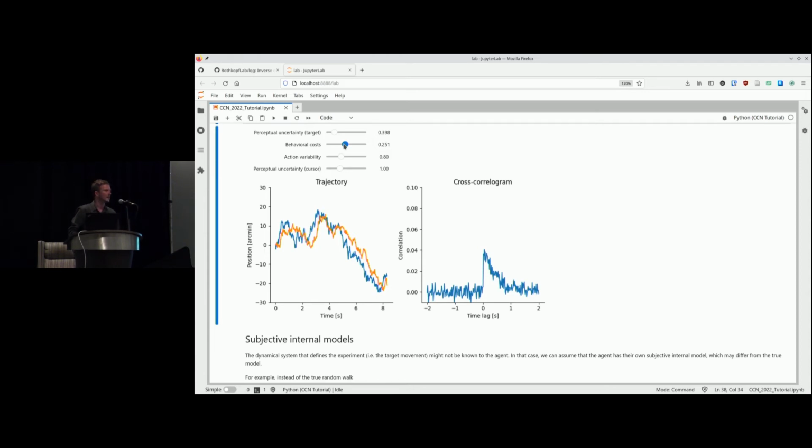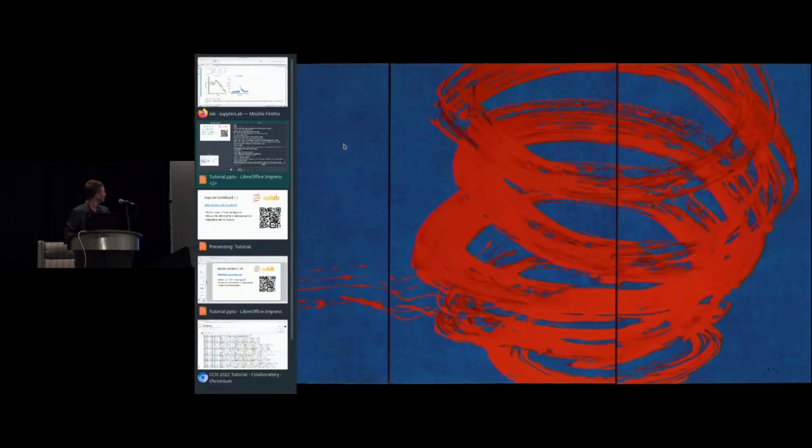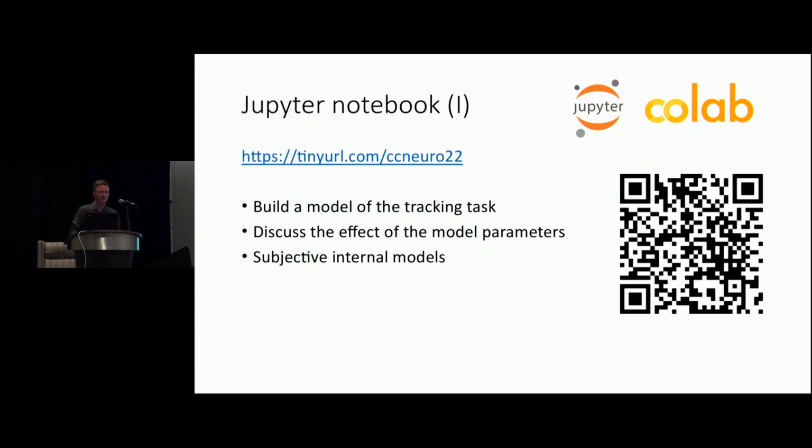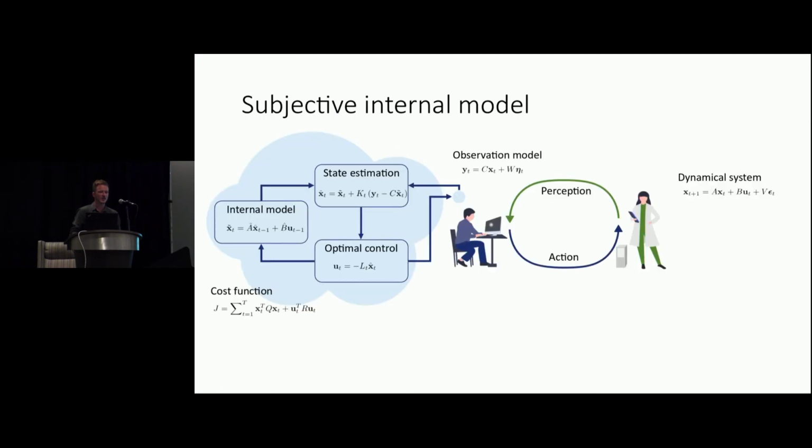Okay, any other questions about the model so far? All right, good. So what I'll do next is I'll talk about subjective internal models.